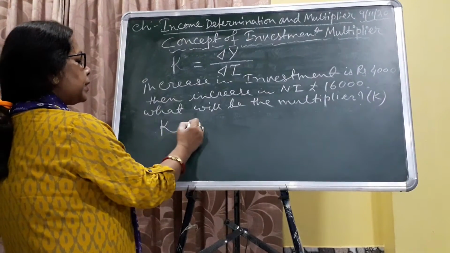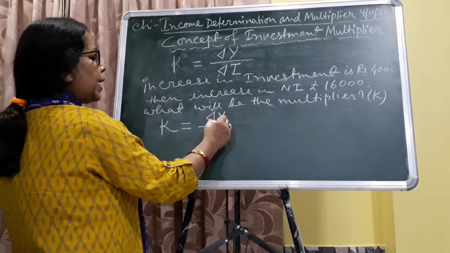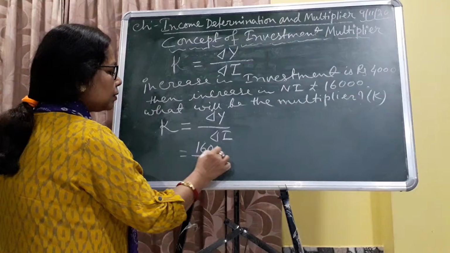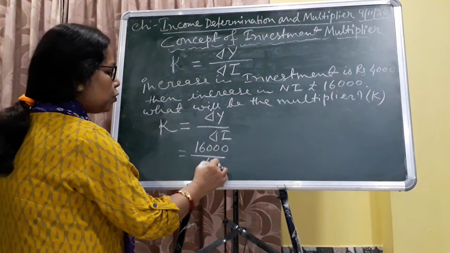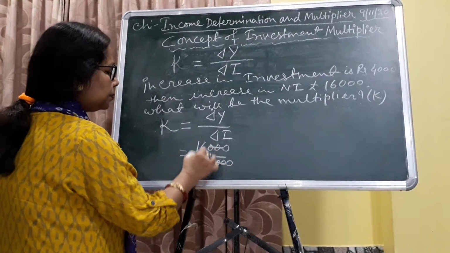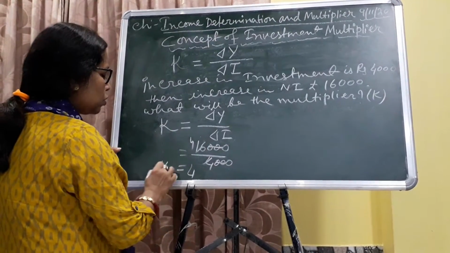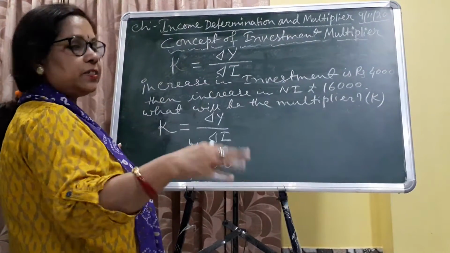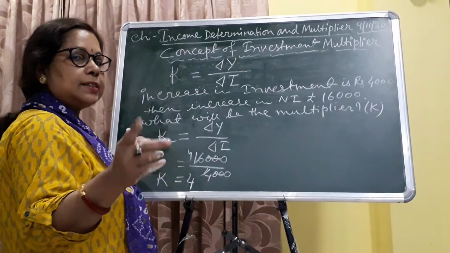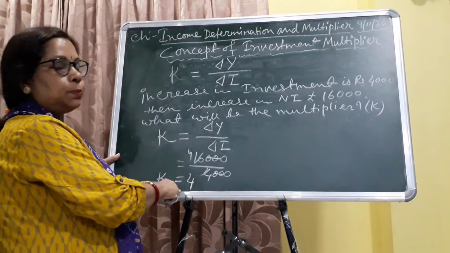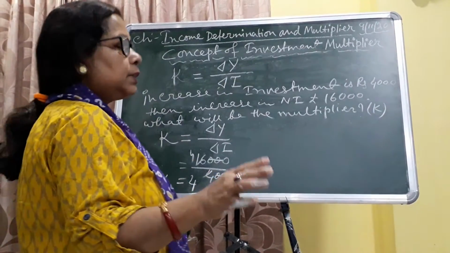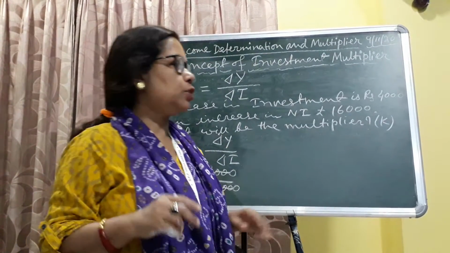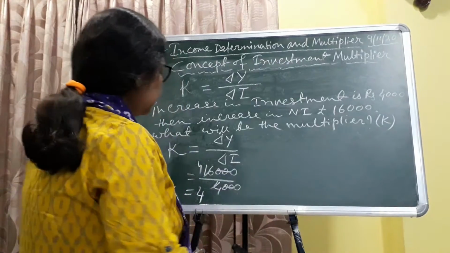So now the answer will be K equal to the formula delta Y by delta I, equal to delta Y 16,000 and delta I 4,000, equal to 4. So the K will be 4. The multiplier will be 4, because when 4,000 is invested, then the national income increases by 16,000. So 4 times. So K represents multiplier 4. Multiplier means it is the measure of the increase in national income as a result of increase in investment. This is the formula and also the calculation.